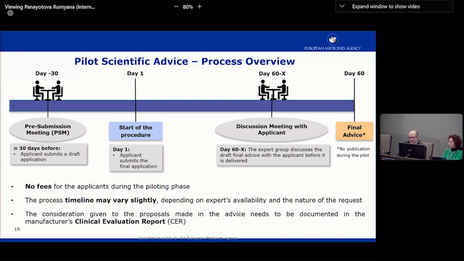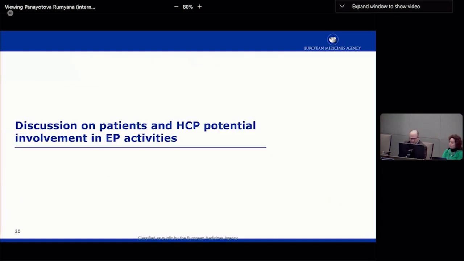At the end, every procedure will always include a discussion meeting with the applicant to ensure that there is the maximum of input before the final advice is produced, and the regulation foresees that the advice should be published, although taking into consideration commercially confidential information, but during the pilot phase we will not publish any of the advices given.